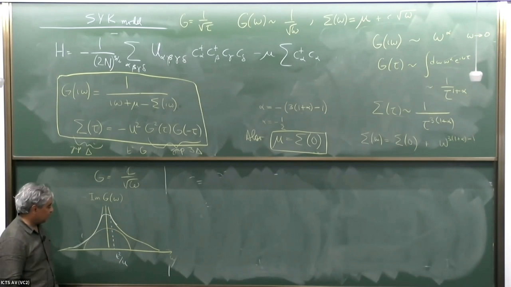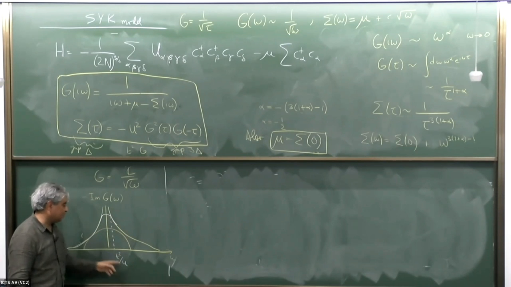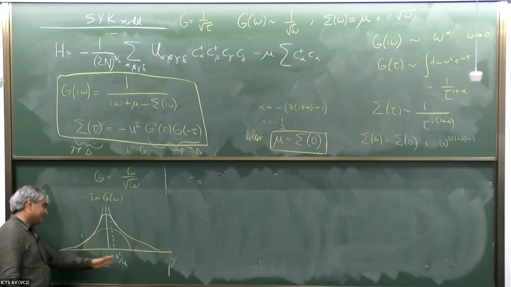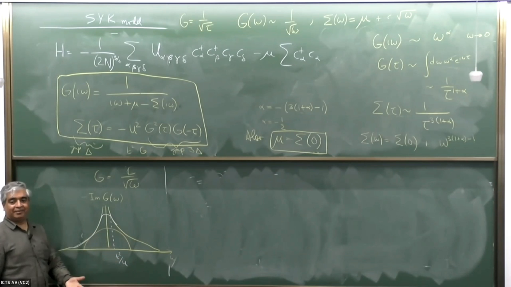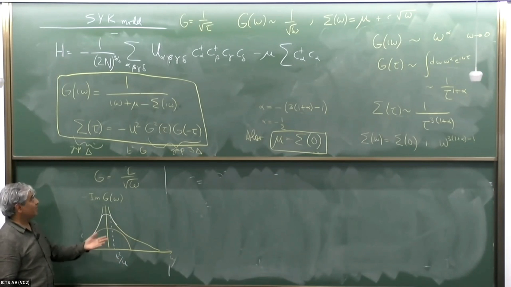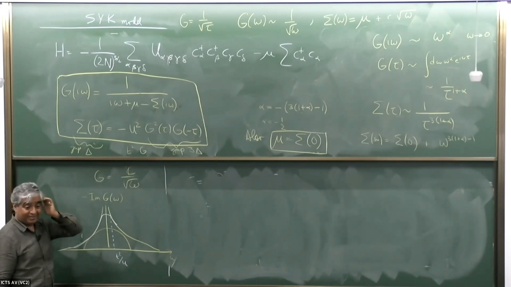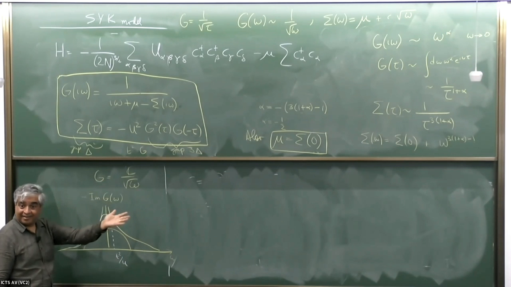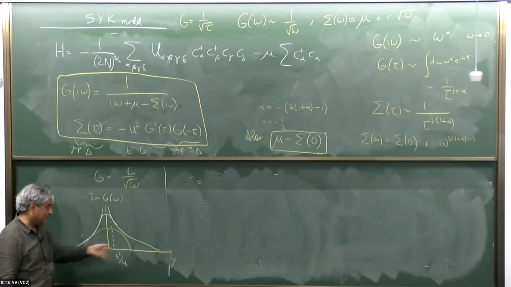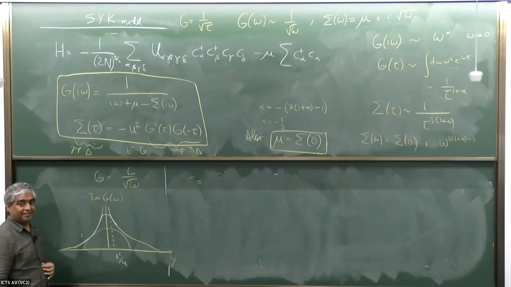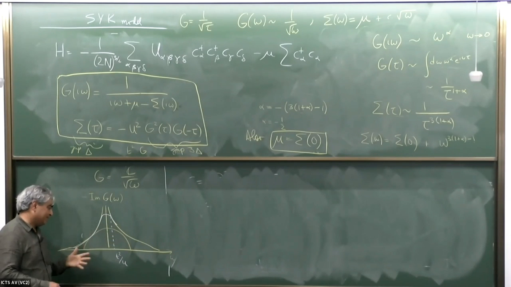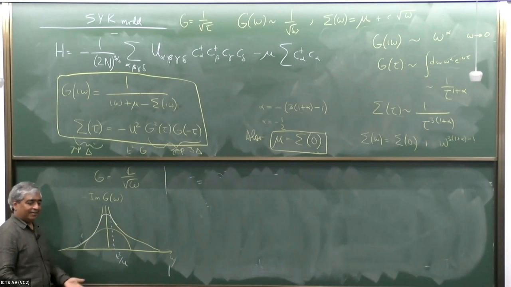But it happens at scale T squared over U, which is actually smaller than you might naively expect. Naively, you would say, if I have a term of order T, then the frequency of order T, everything should break down. But actually, it doesn't break down till T squared over U. So the non-Fermi liquid is ultimately unstable, but it's a bit more stable than you might think naively.